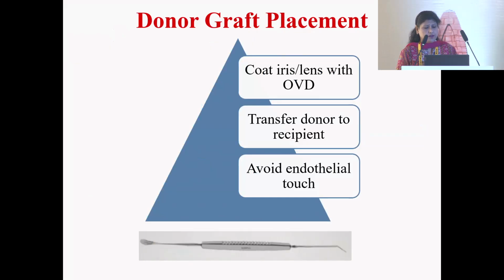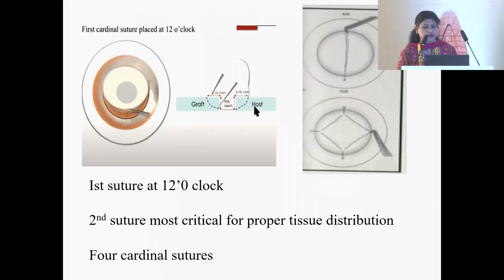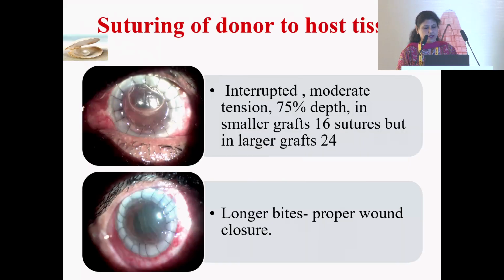For donor tissue placement, coat the iris as well as the lens with the OVD and then transfer the donor. The 12 o'clock suture is the first suture, and the second suture is the most critical for proper tissue distribution. Four cardinal sutures are placed, and afterwards we can put 16 sutures in smaller grafts and 24 in larger grafts. They are always interrupted, with 75 to 80% of the depth. Longer bites are better for apposition.